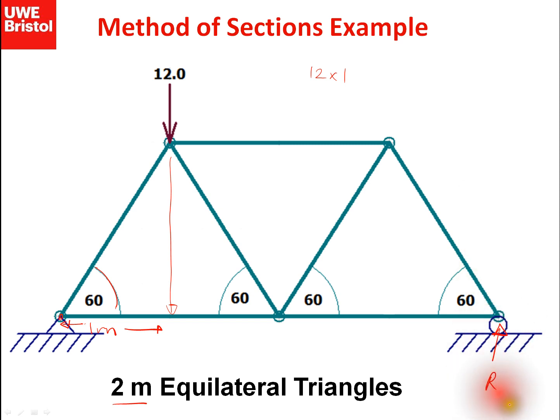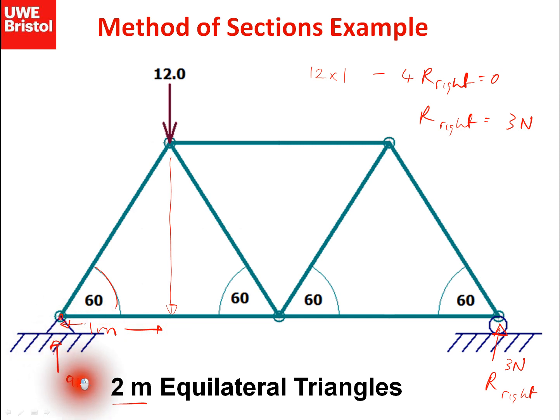So let's call this reaction right hand side. So the reaction on the right hand side will be minus 4 R right equals 0. So that gives me the reaction on the right hand side will be 12 divided by 4, so that will be 3 newtons. So you can see, you can very quickly solve this problem. We've got 3 newtons going up that side, and we've got 9 newtons, because 9 plus 3 equals 12, going on the left hand side. So working out the reactions for this problem is nice and easy.